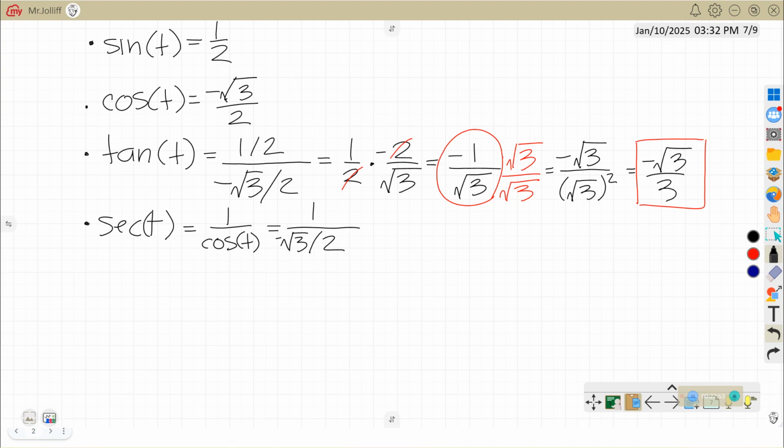Which just flips it. Reciprocals flip. This is going to be negative 2 over root 3. Am I done? Am I done, Emma? No, why am I not done? Very good. We shouldn't have square roots floating around the bottom. No square roots in the denominator.